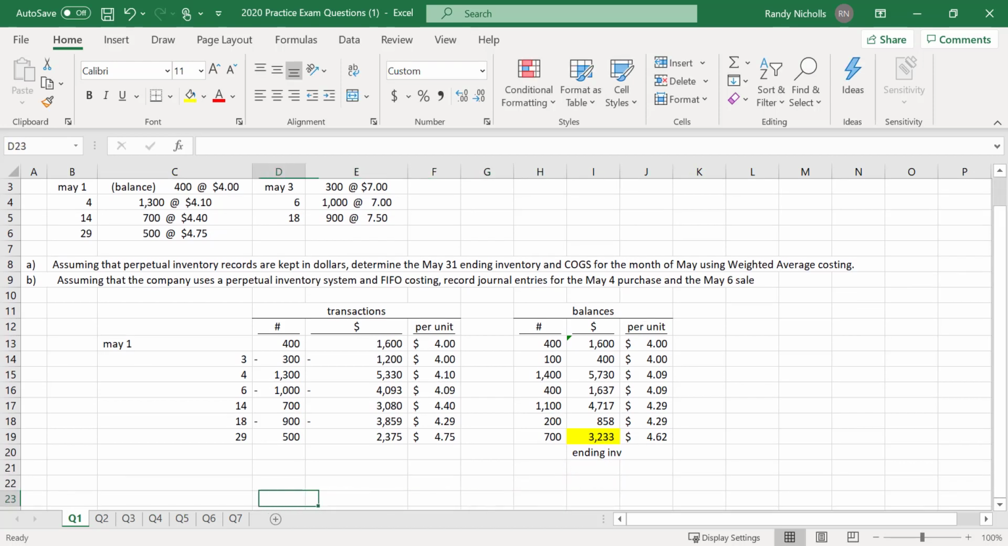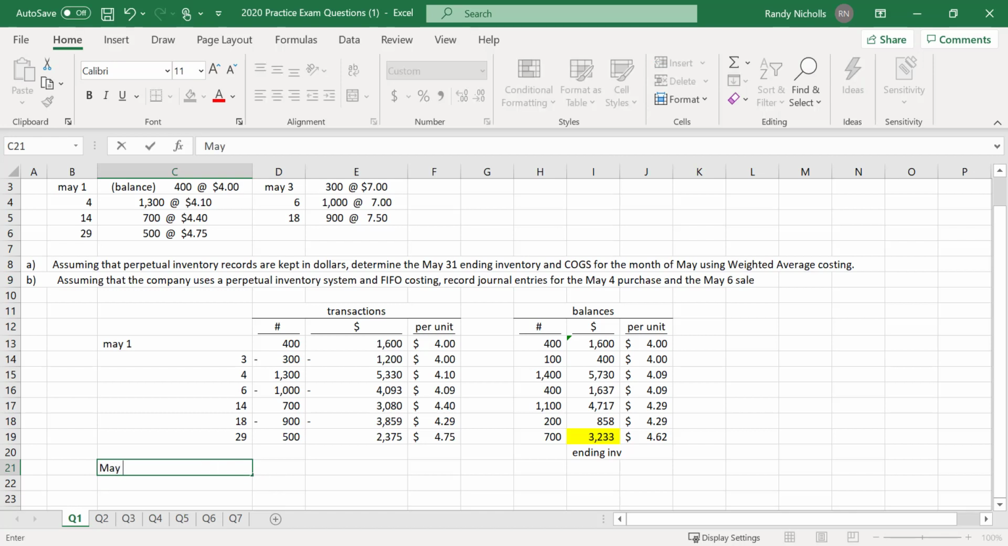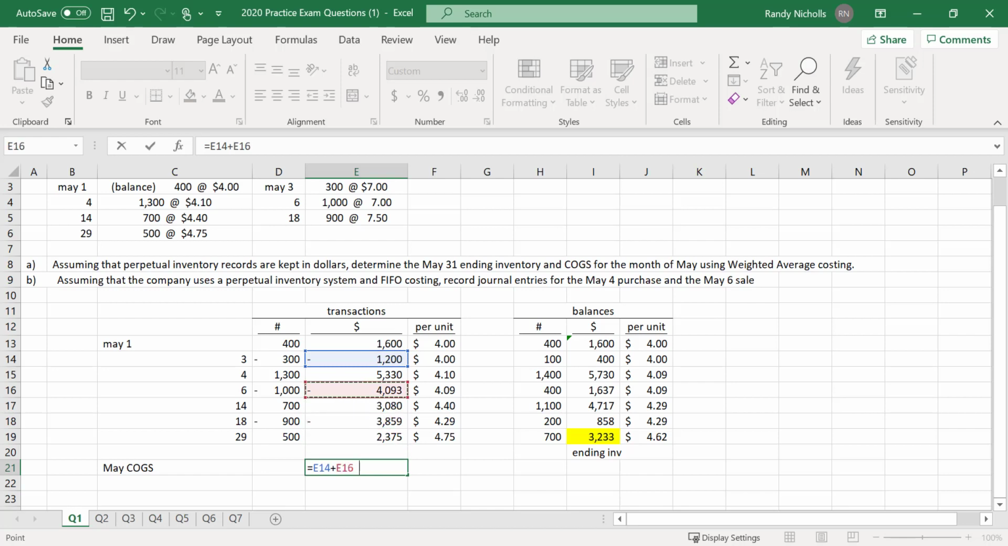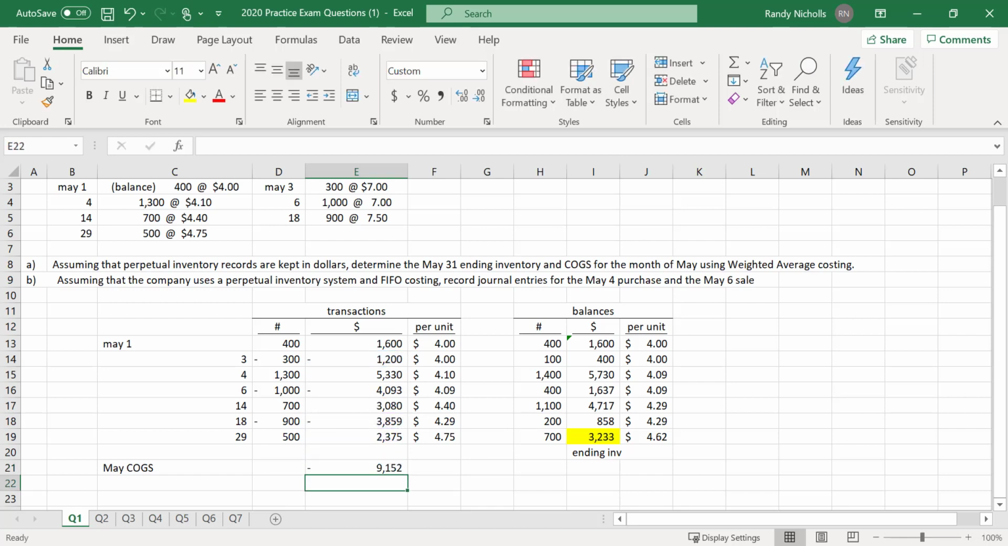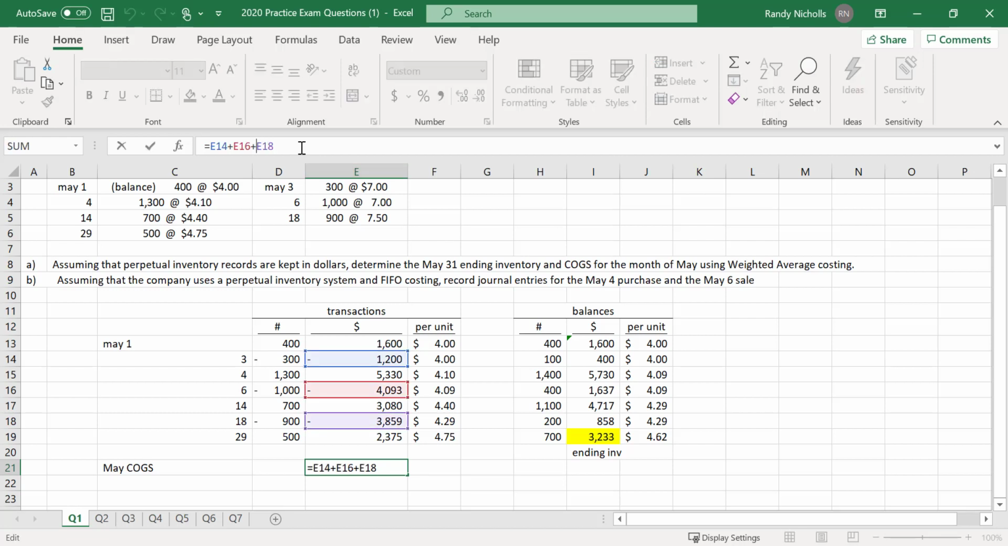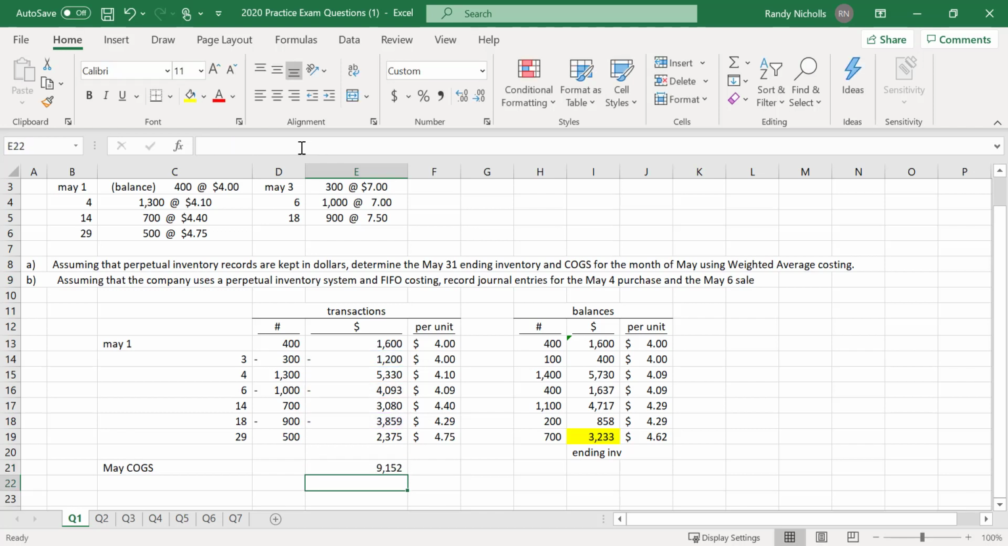And my COGS, well, that's equal to every sale transaction. So it's this 1,200 plus this 4,093 plus this 3,859. I mean, you can keep the minus sign on here. I'm not going to get hung up on it. You've shown you know what calculation to do. I mean, if you want to turn it into a positive number, we could do that. Okay? So that answers A.